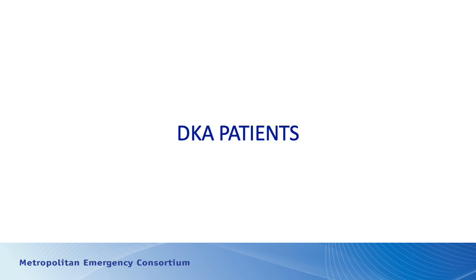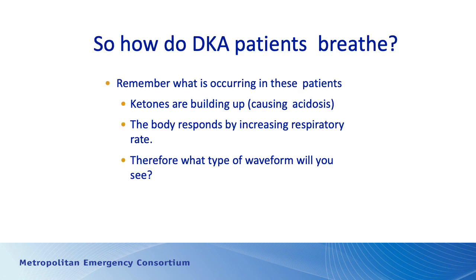How about DKA patients? How could we use capnography to evaluate our DKA patients? So how do DKA patients breathe? Keep in mind, a patient who is in DKA, their blood sugar is elevated, but their body is starving even though there's plenty of sugar around. The body just can't metabolize the sugar because it doesn't have the insulin necessary to get the sugar into the cells. So the body goes to an alternate method of metabolism that forms ketones or keto acids, which results in a metabolic acidosis. So the patient's blood becomes more acidic.